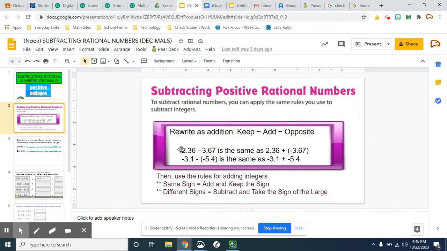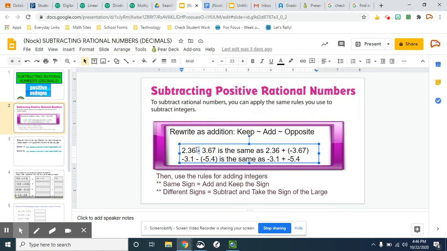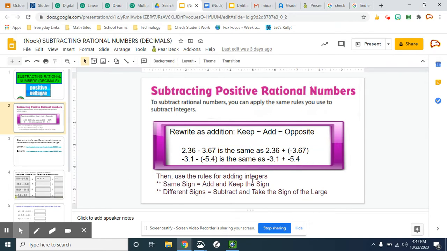So for this first example, you keep the first number, and then if it helps you, remember to circle or highlight the subtraction sign so you can see that the opposite of that positive 3.67 is a negative 3.67. Once you've rewritten them, then you're still using the same rules for adding integers. Same sign, add and keep the sign; different sign, subtract and take the sign of the one with the greater absolute value.